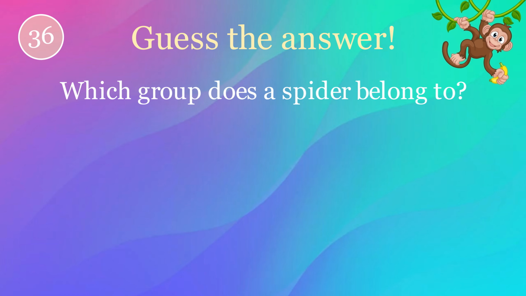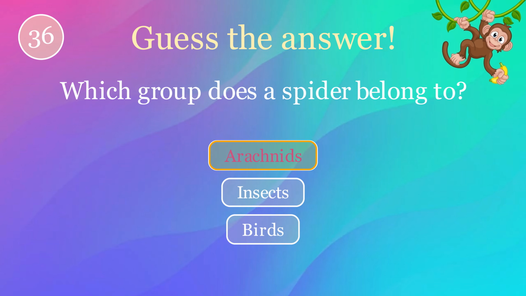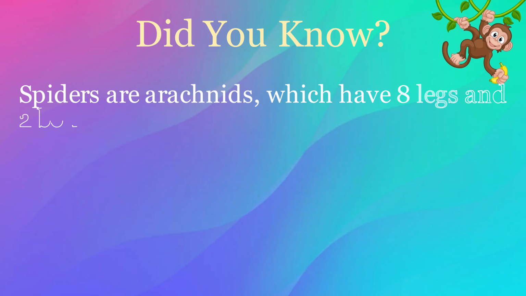Which group does a spider belong to? Arachnids. Insects. Birds. The correct answer is arachnids. Here's an interesting fact. Spiders are arachnids, which have 8 legs and 2 body parts.